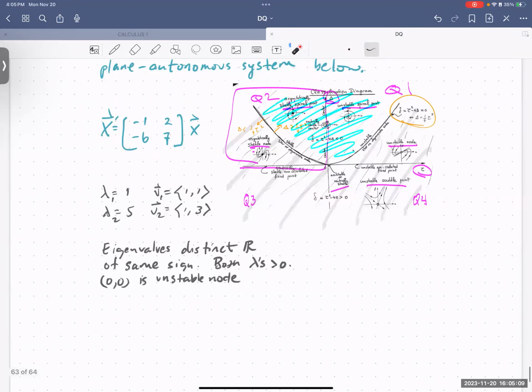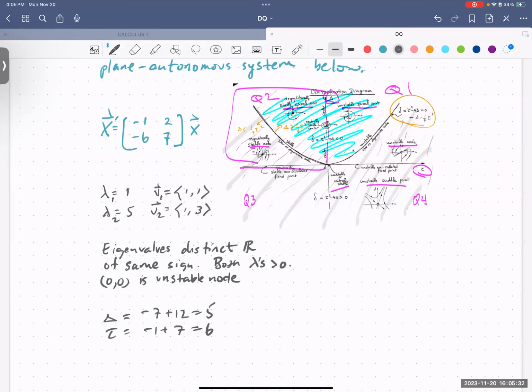The other way is to use the trace determinant plane. And let's first find the determinant. That's negative 7 plus 12. Negative 7 plus 12, that's 5. If we look at the trace, that's -1 plus 7. -1 plus 7, that's 6.